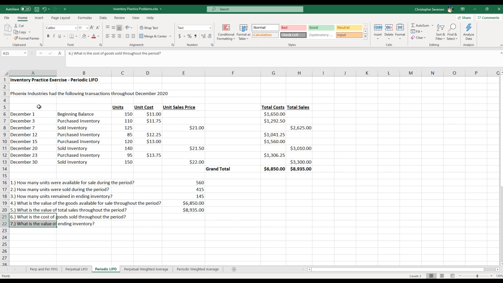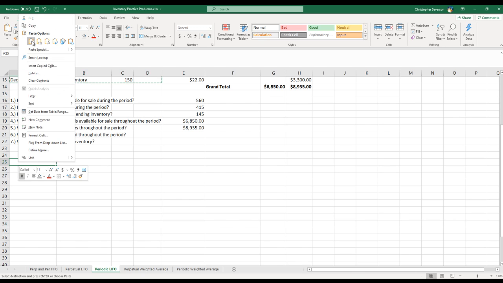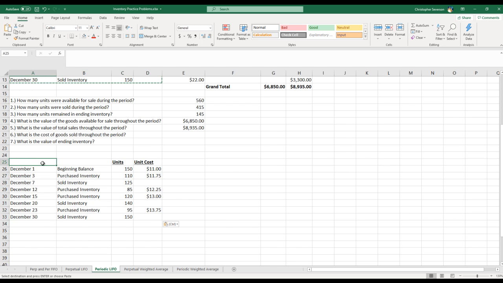And the way I like to illustrate this, again, I want to point out, though, that you might have different templates. Instructors have different templates. Textbooks have different templates. But if you're starting from scratch, what I like to do here is copy our data set, paste it down here a bit, and I'm going to call this ending inventory.